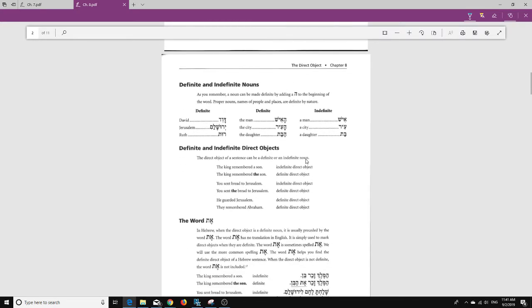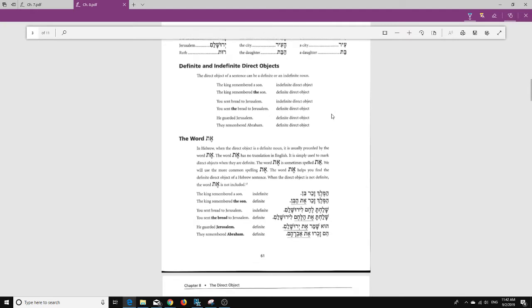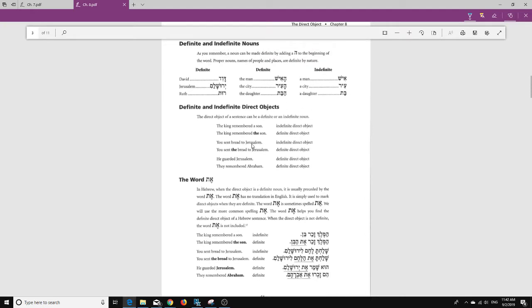Okay, so I guess the author is taking some time for you to remember the difference between definite and indefinite. I don't think right now I'll go over this with you. I hope that you already are familiar with these. So let's kind of move down just a little bit. So the direct object of a sentence can be definite by having that hey, or indefinite by not having that as a prefix. Okay, or if it's just a word that already is definite by nature, such as proper nouns.